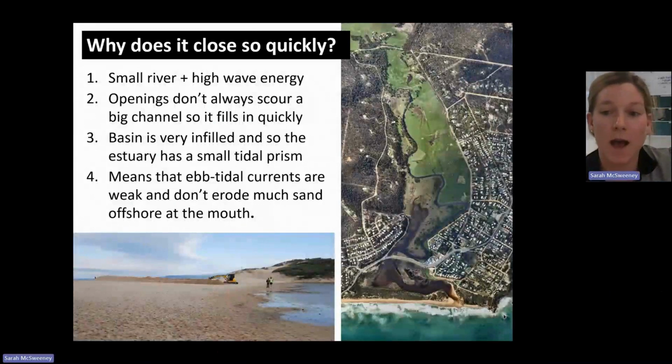Also, our basin is really infilled with sediment. So what that means is if the tides push up and back, our tidal prism actually isn't that big. So when those tidal currents are forced back through the mouth, they're quite weak, and so they don't really play much of a role in eroding sand from the mouth for a very long time.